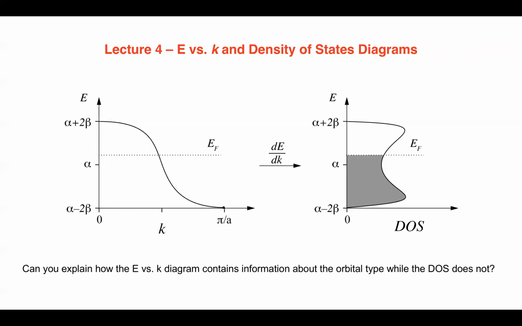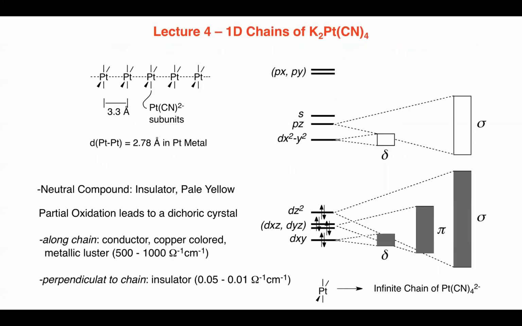All right. So let's take a look at a more interesting example of this to just sort of drive this point home. We're going to do this example of a linear chain of platinums. These are really fun molecules.